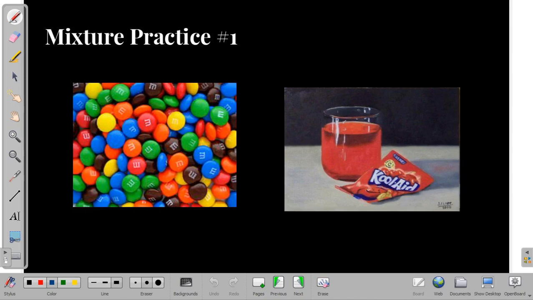So, we have a glass of Kool-Aid right here. It's got sugar, water, and the color in it, right? What kind of mixture is it? Homogeneous, because the prefix homo means one. So, can you see the layers in here? No, you can't see layers in Kool-Aid, so it's a homogeneous mixture.